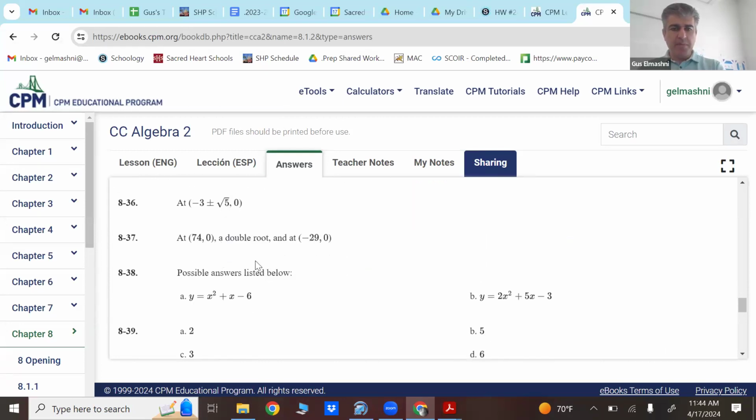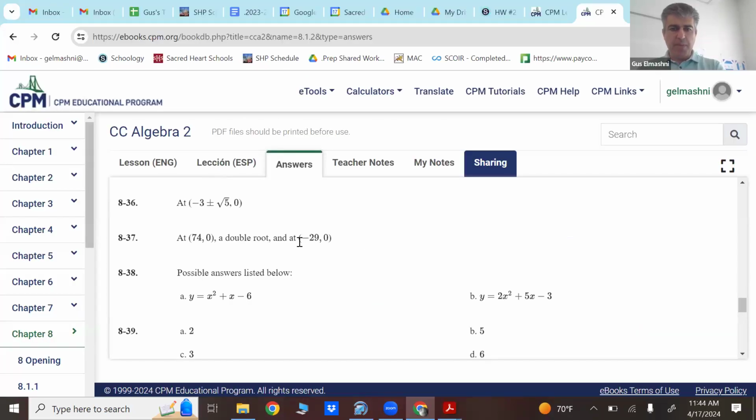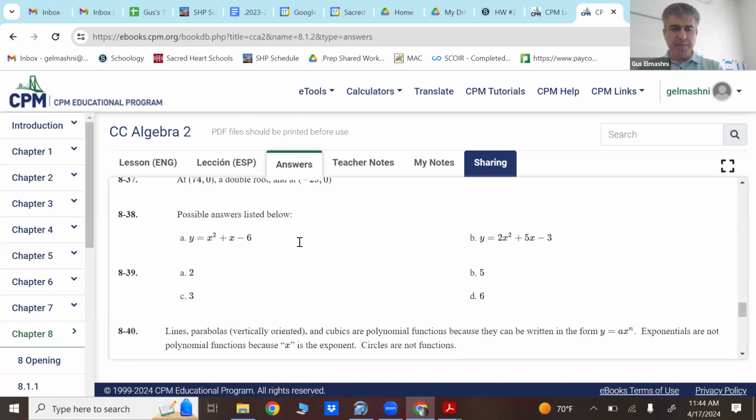For 37, at 74, 0, we call that a double root. But -29 crosses. So it bounces at 74, crosses at -29.